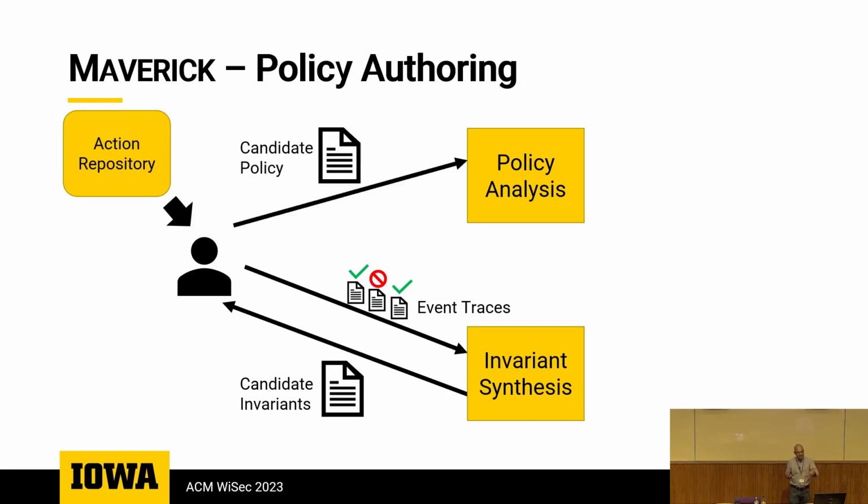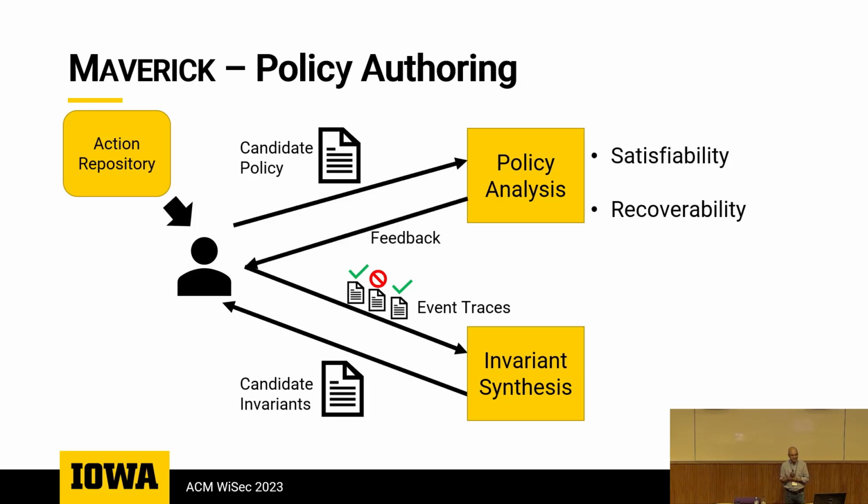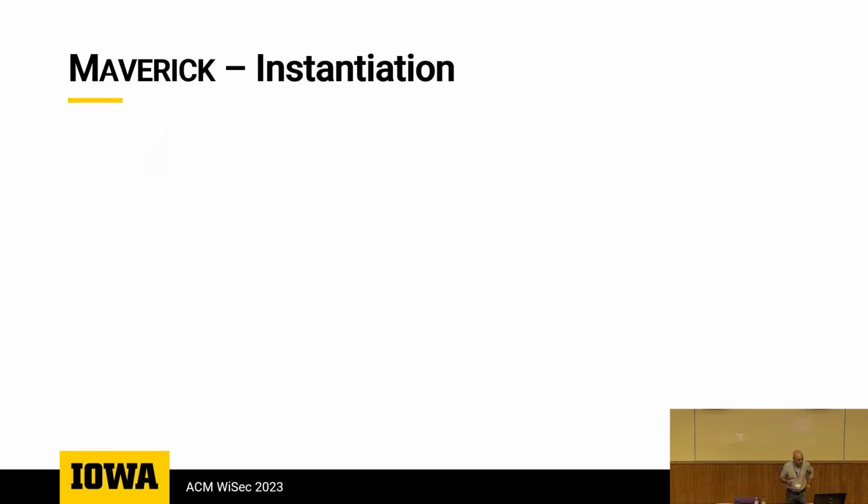You add corrective actions, and then you create a candidate policy, which you feed to the policy analysis. The policy analysis is what solves the decision problem of ISSP and gives you feedback. When this is good, you get the final policy. Okay.